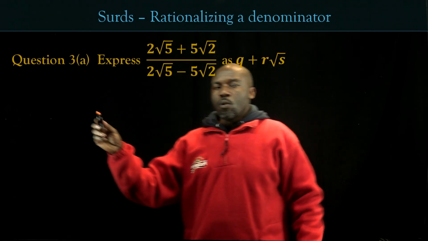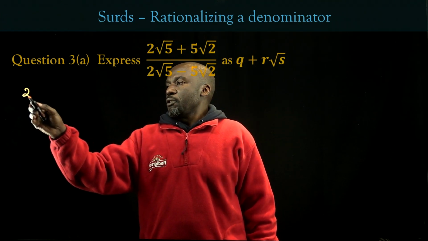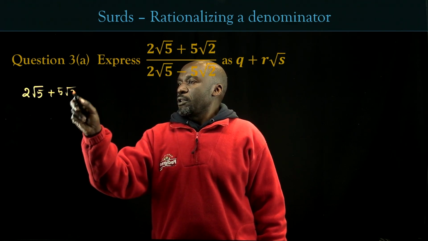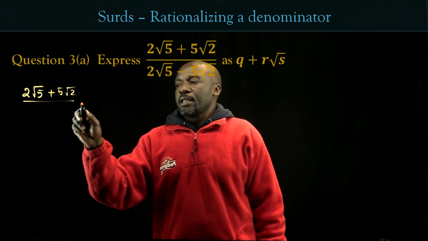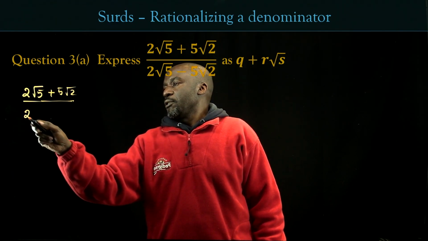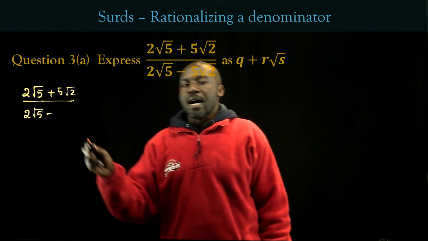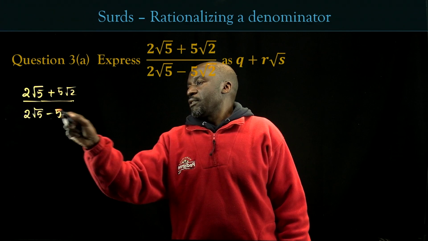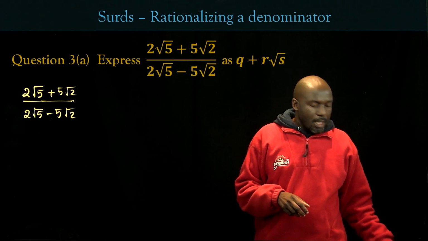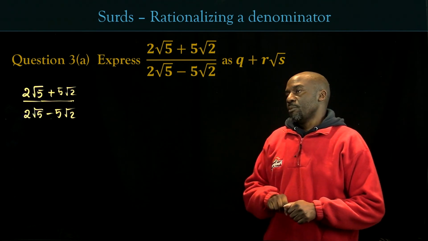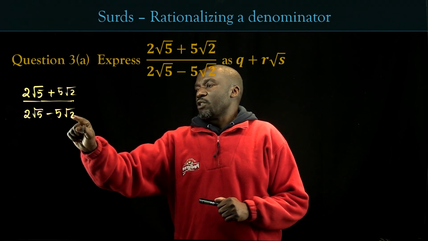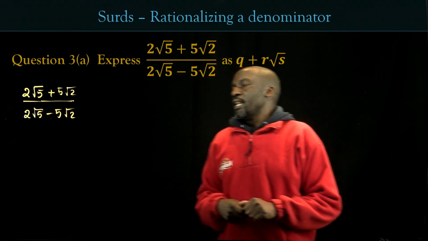So we have 2 root 5 plus 5 root 2. We are dividing that by 2 root 5 minus 5 root 2. If I'm going to simplify that, as I've said, what we need to do is to rationalize the denominator. In other words, turn the denominator into a rational number. The square root of 5 and the square root of 2 make this an irrational number.